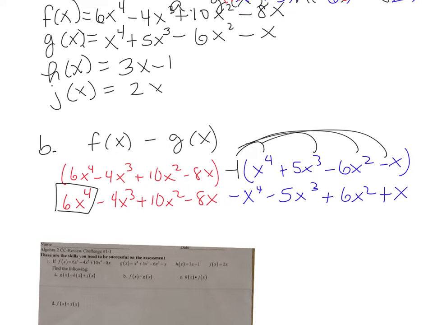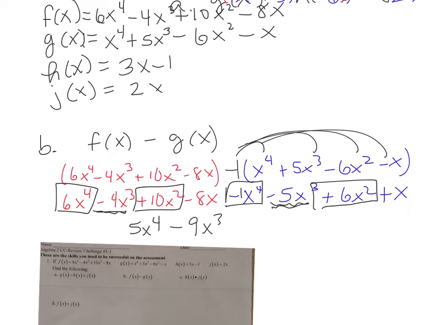Now we're going to combine like terms. So I have 6x to the fourth minus x to the fourth. Remember, there's really a 1. So 6x to the fourth minus 1x to the fourth is 5x to the fourth. Negative 4x to the third minus 5x to the third is negative 9x to the third. Positive 10x squared plus positive 6x squared is positive 16x squared. Negative 8x plus 1x, remember there's really a 1, is negative 7x. All right, let's try C.